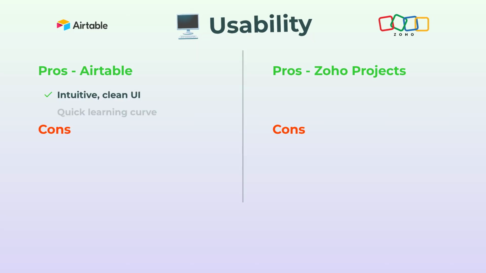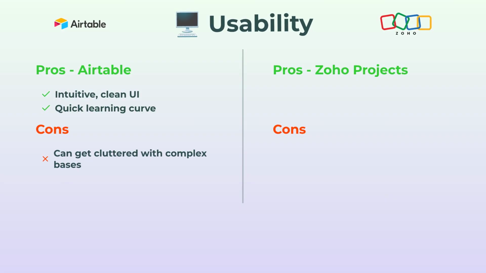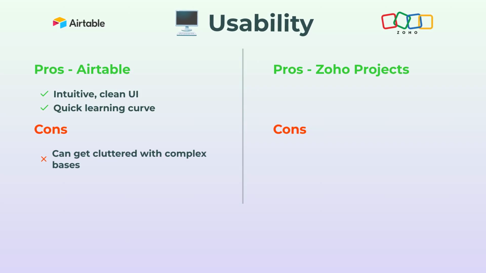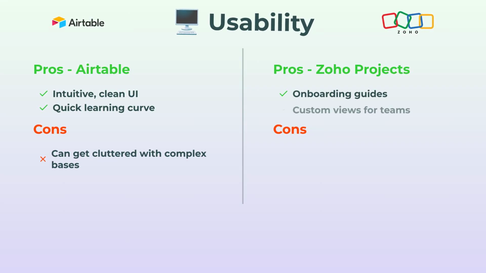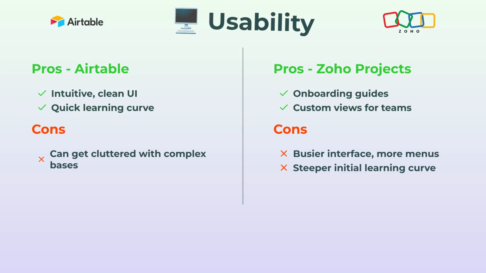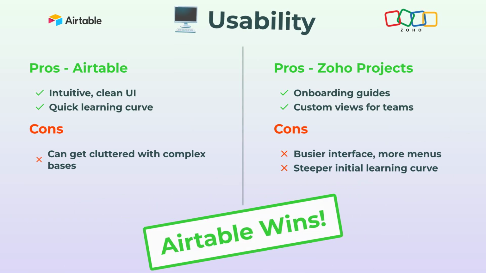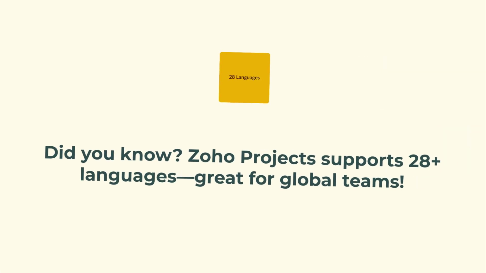Alright, let's talk usability. And this might surprise you. Airtable, honestly, it's just easy. The UI is fresh, it's super intuitive, and you'll be making cool stuff fast. If you go wild and start layering on all the data, sure, it can get a little chaotic, but compared to Zoho, Zoho's interface has so many menus, and yeah, the learning curve is steeper at first. They do have onboarding tools, and once you're in, custom views can help, but for pure ease of use, this round is all Airtable.